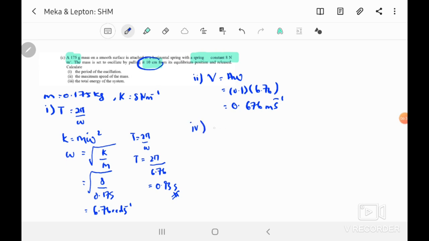And last one, dia nak total energy of the system. So total energy E equal to U plus K. So also equal to 1 over 2 K A square. So here equal to 1 over 2 K kita 8, amplitude is 0.1 square. So here we get 0.04 joule.